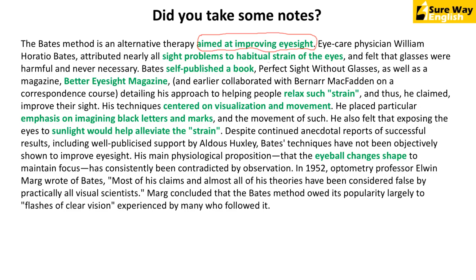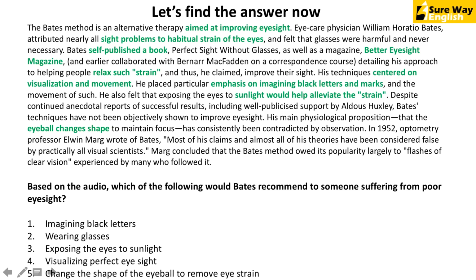And then more things that Bates thought: that the problems were due to strain of the eyes. He published a book, a magazine, and then his techniques: visualization, emphasis on imagining letters, sunlight would alleviate or remove the strain. So you can guess that these are the things which he would ask someone who has got poor eyesight. Now let's find the answer.